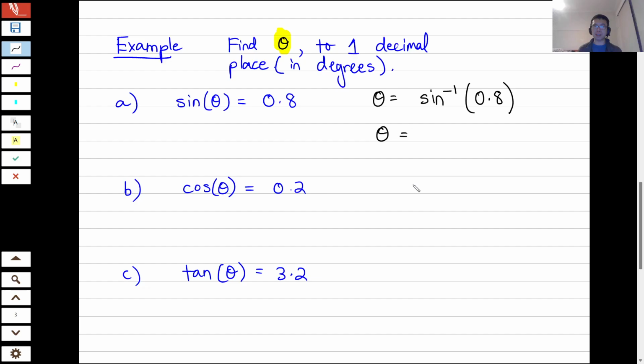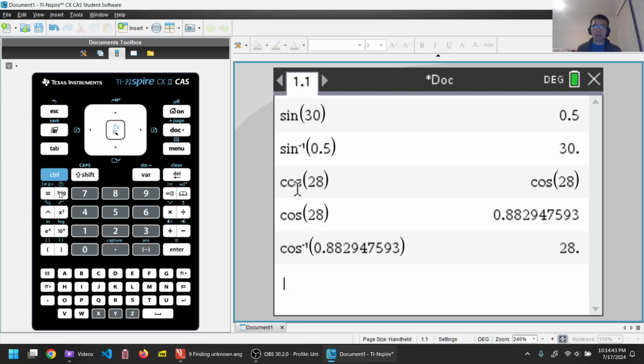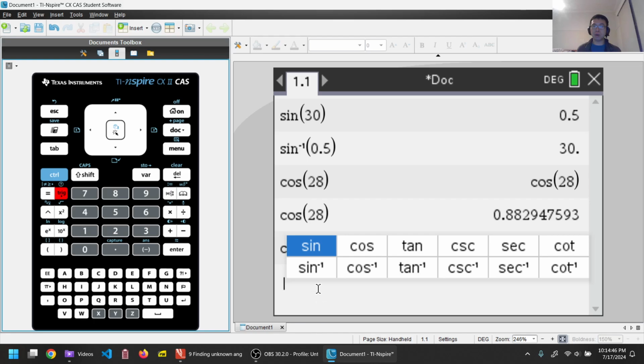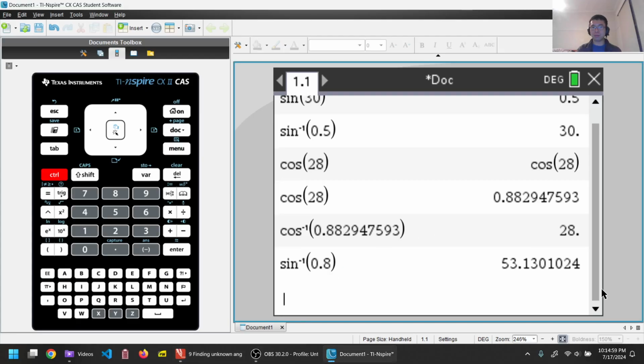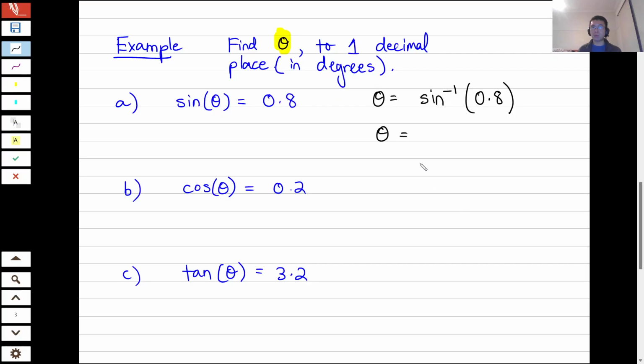And now we go to the calculator, go to trig, and look for sine minus 1. If you're using a scientific calculator, you'll probably need to use the shift button. So 0.8, and this gives me 53.130 degrees. And that's approximately 53.1 to 1 decimal place, because the second decimal place, the number 3, is less than 5.